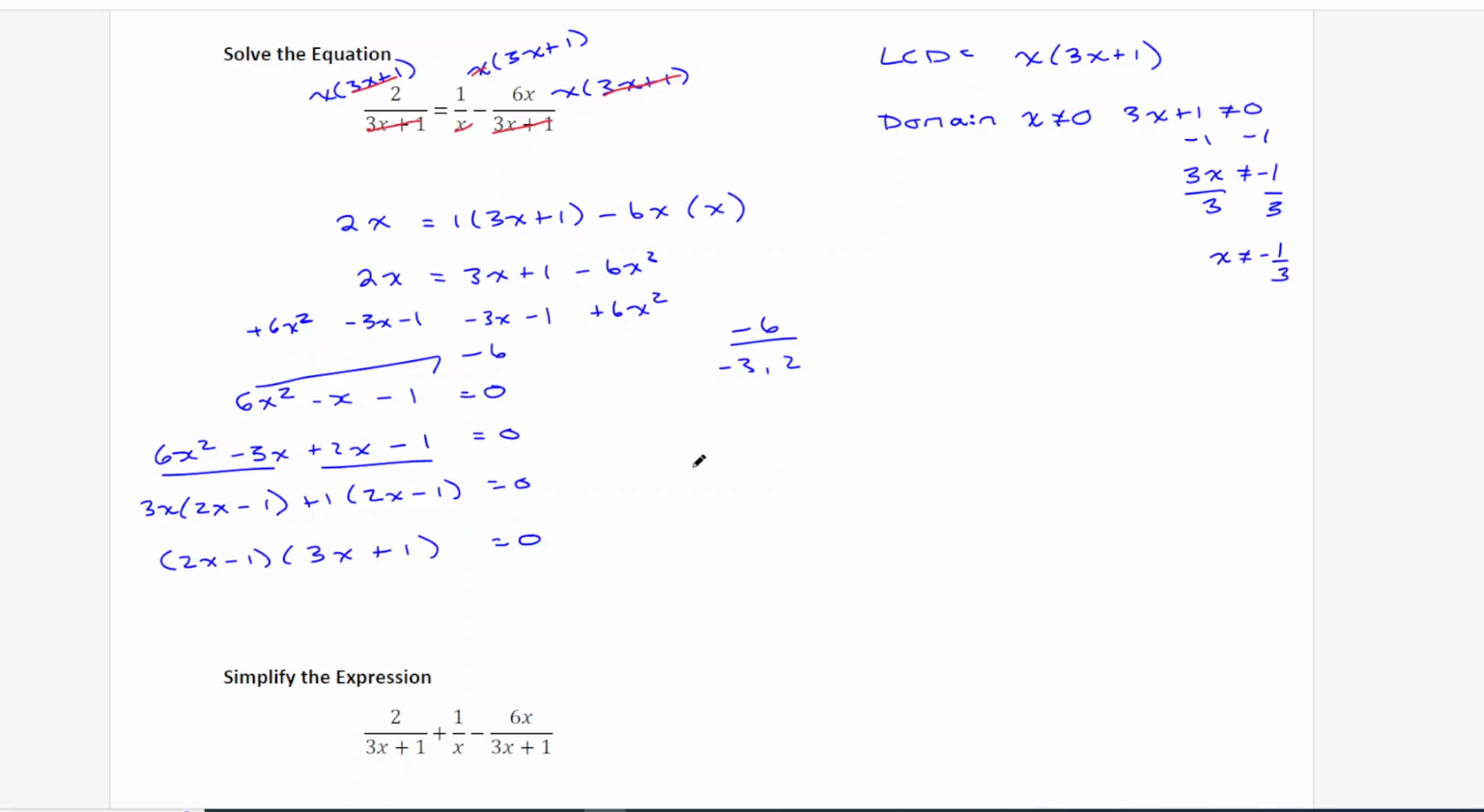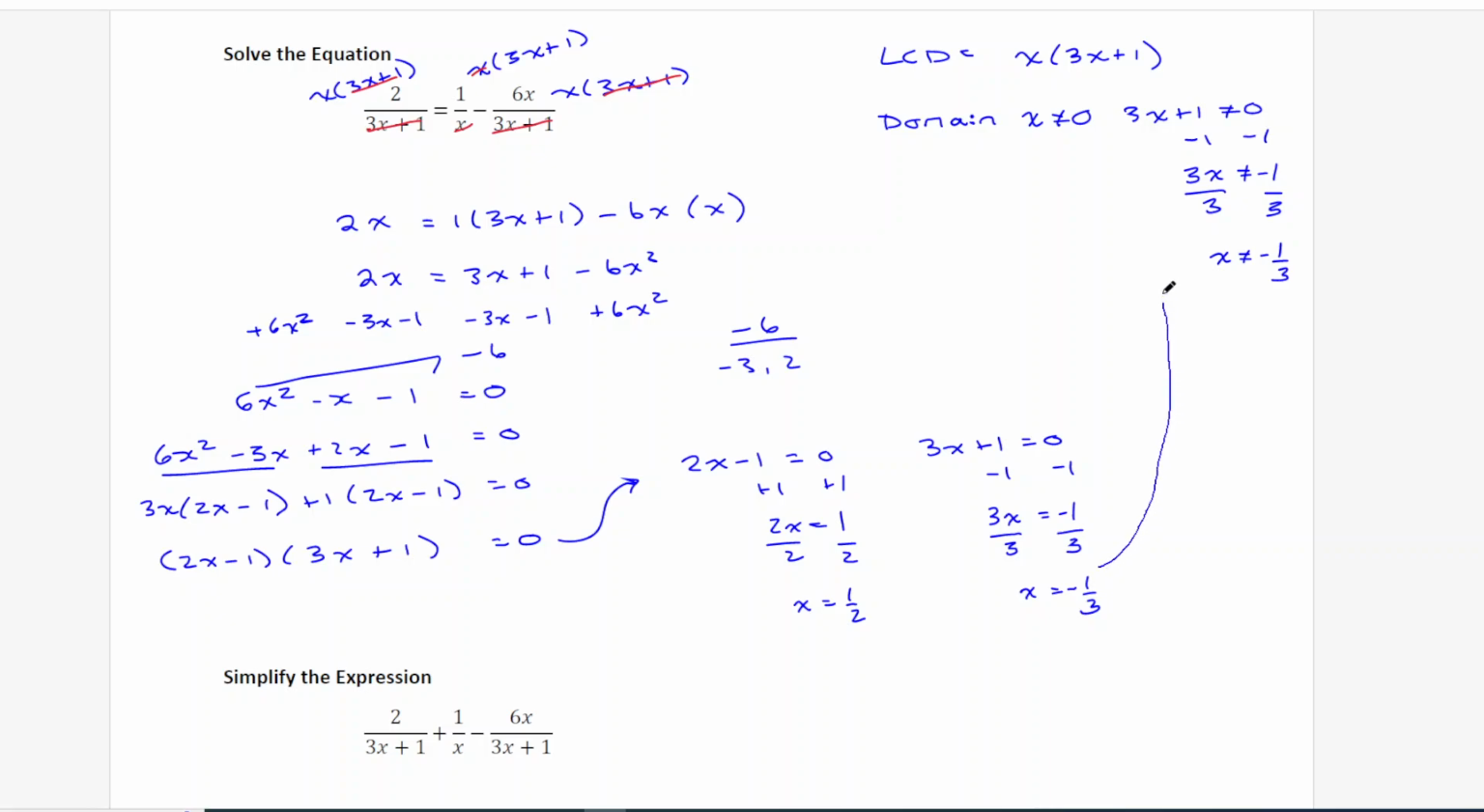So I'm looking at my two solutions being 2x minus 1 equal to 0 and 3x plus 1 equal to 0. To solve this one, I'm going to add 1 to each side. I end up with 2x equals 1, and then divide both sides by 2, and I get x equals a half. For this one, same thing. I'm going to minus 1. I get 3x equals negative 1. And then I'm going to divide by 3. And I get x equals negative 1/3. These are proposed solutions that I then have to check up against my domain restriction.